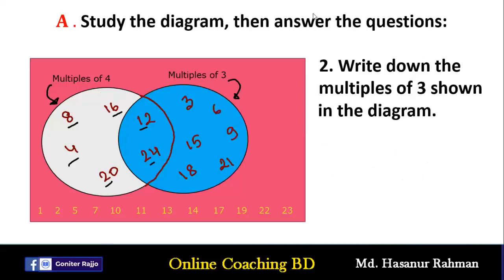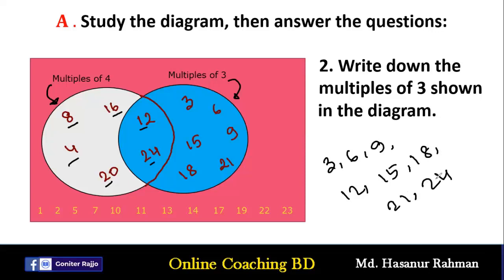Now, next question says, write down the multiples of 3. This circle represents multiples of 3, and here you will see that a lot of multiples are there. So from the diagram, multiples of 3 are 3, 6, 9, 12, 15, 18, 21, and 24. Very simple. We are finding out the multiples of 3 from this diagram.